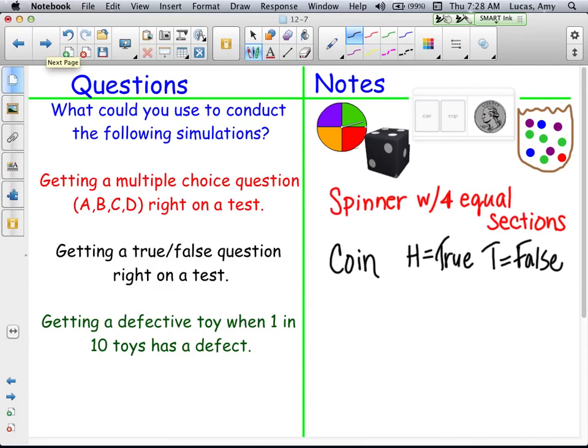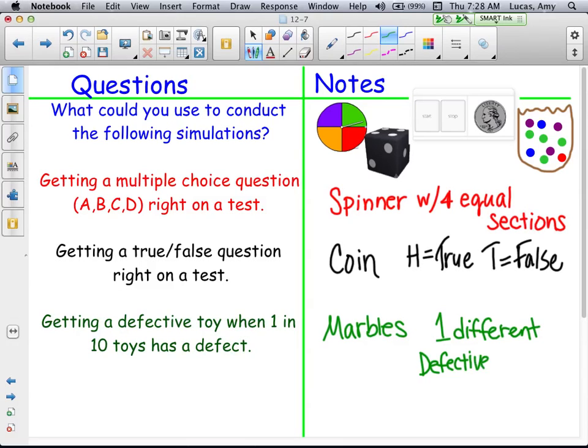And then the third one, getting a defective toy, when 1 in 10 toys has a defect. That would be good with the bag of marbles. And you would just have to have one that was different. So like the bag that I drew up above, the defective would be red. And all of the other colors would mean that they were not defective. Because there's only one red marble and the other three colors combined wouldn't matter. They just wouldn't be defective toys.